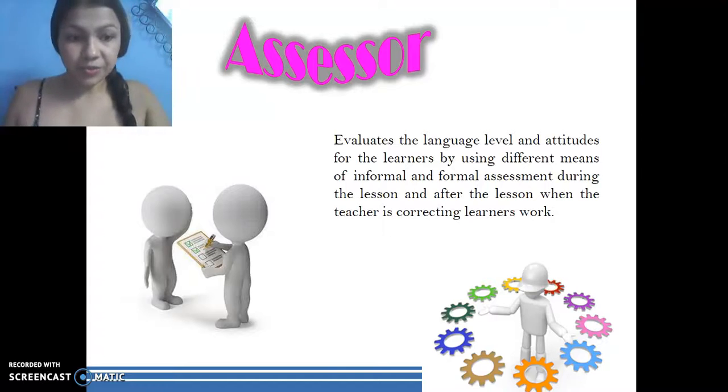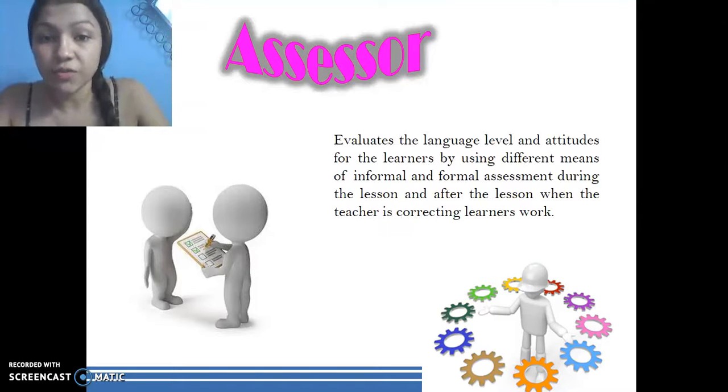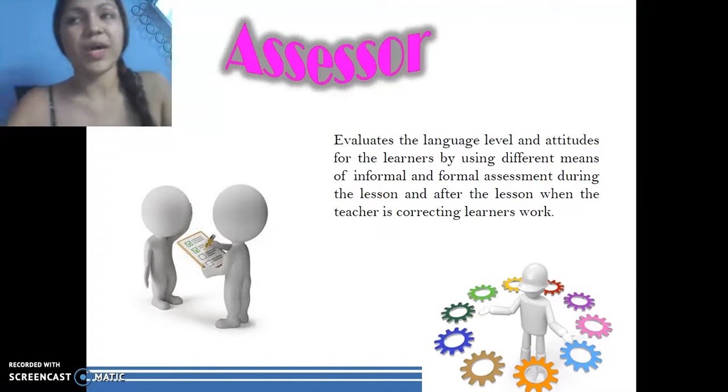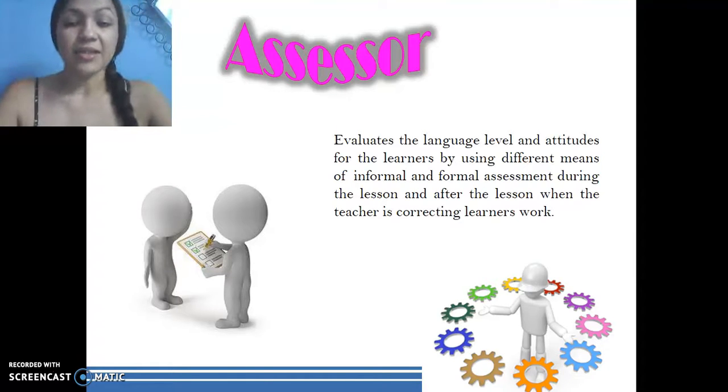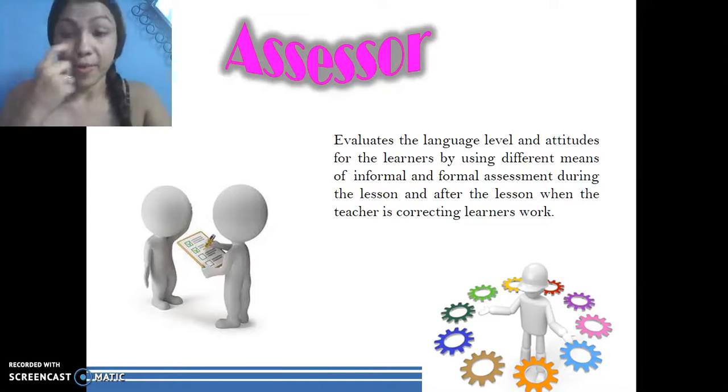And finally, assessor evaluates the language level and attitudes of the learners by using different means of informal and formal assessment during the lesson and after the lesson when the teacher is correcting learner work. So the assessment is very important, because in this way you can check that the students learned. There are different ways, maybe oral or writing or by games. By games you can check what they learned, or expositions. There are some interesting ways that the students can feel better about evaluating the lessons.